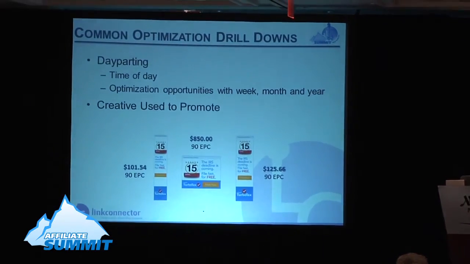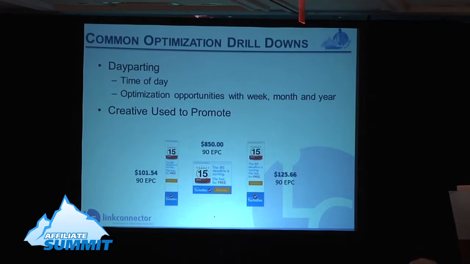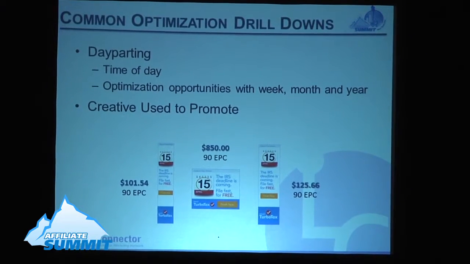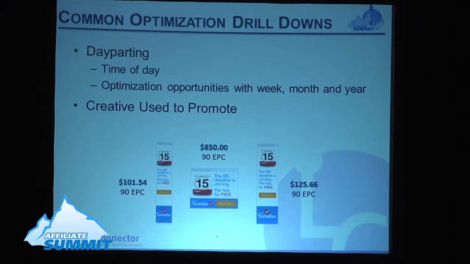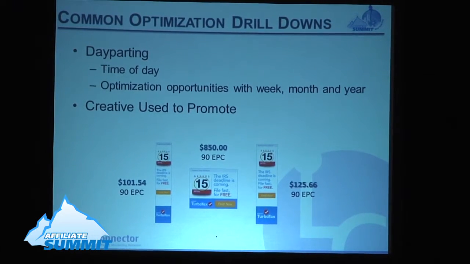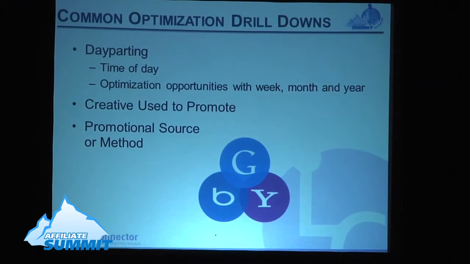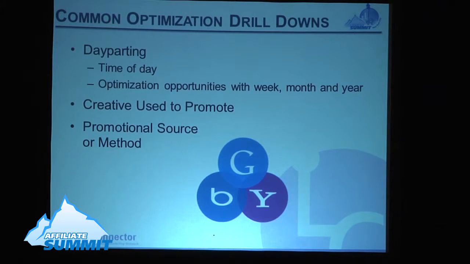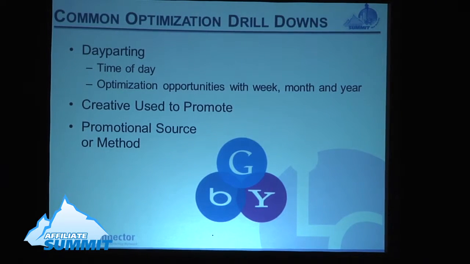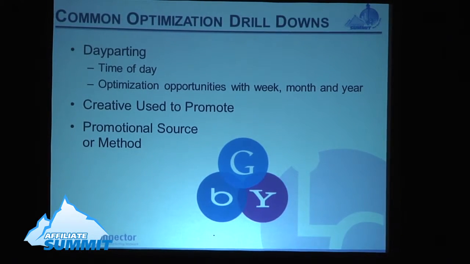So you might consider, on a content site, actually redesigning and A/B testing your content around a banner that you hadn't intended to use, just to see if you can optimize that page. Another common one is promotional source. So you're measuring EPC or other metrics. EPC isn't the only metric, but in this presentation, it's the one we're going to talk about.